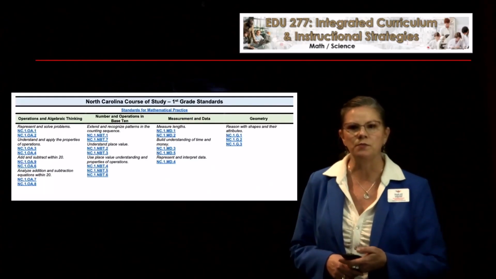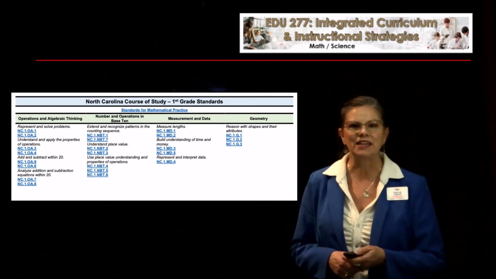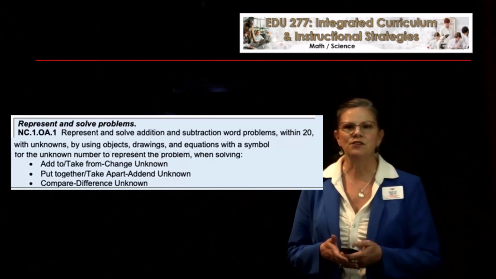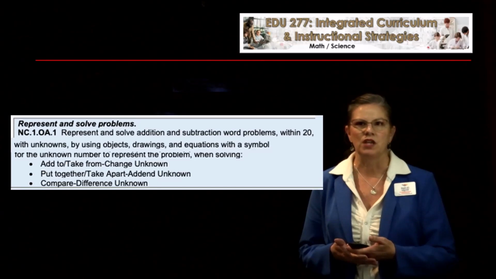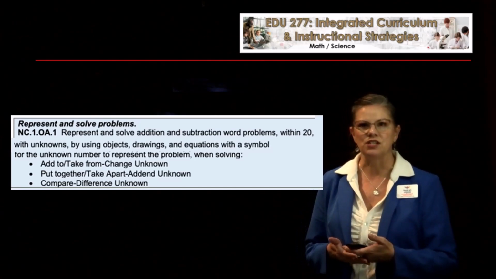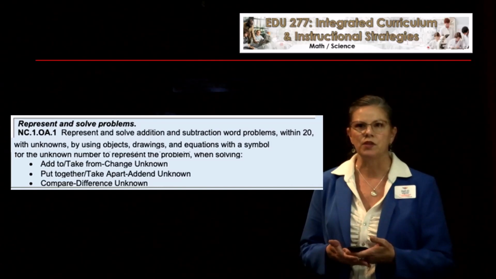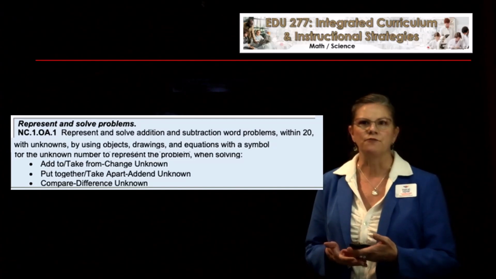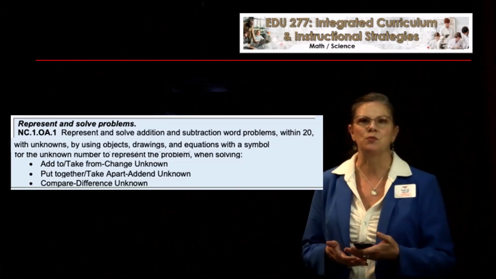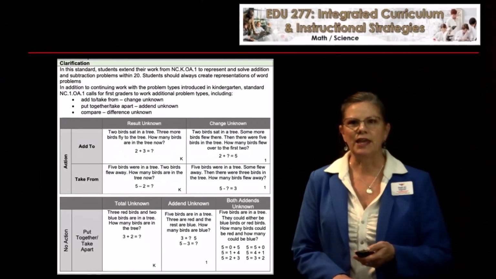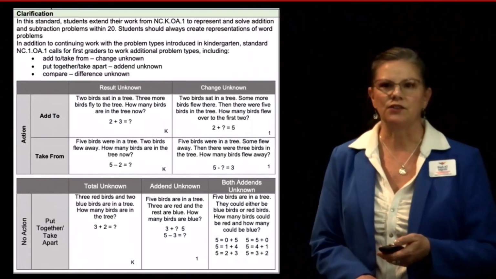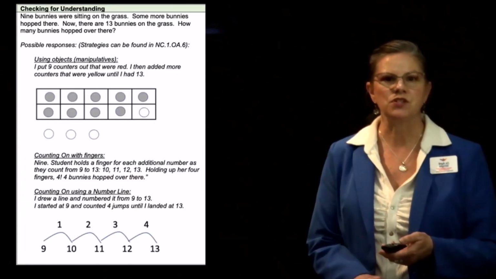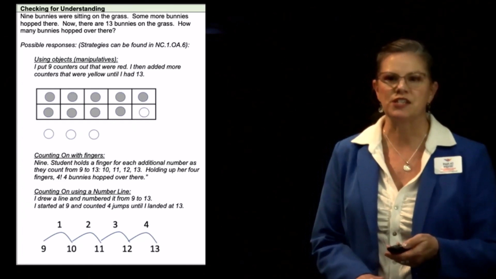Let's take a look at one particular standard to see how the Unpacking document unpacks that standard for instruction. The standard is operations and algebraic thinking. Represent and solve addition and subtraction word problems within 20 with unknowns by using objects, drawings, and equations with a symbol for the unknown number and represent the problem when solving. Here is clarification for that particular standard. And this is an example of the outcome of students' work and language when they understand that standard.